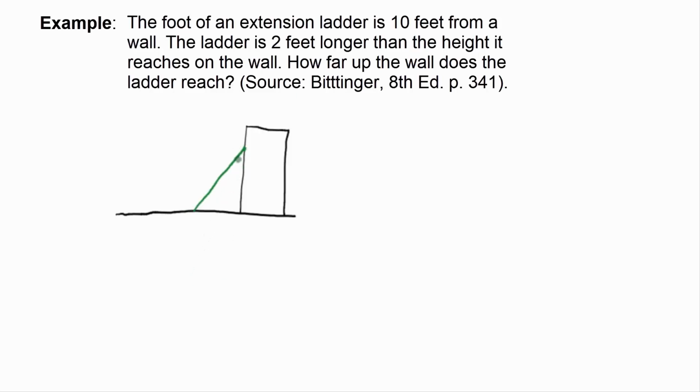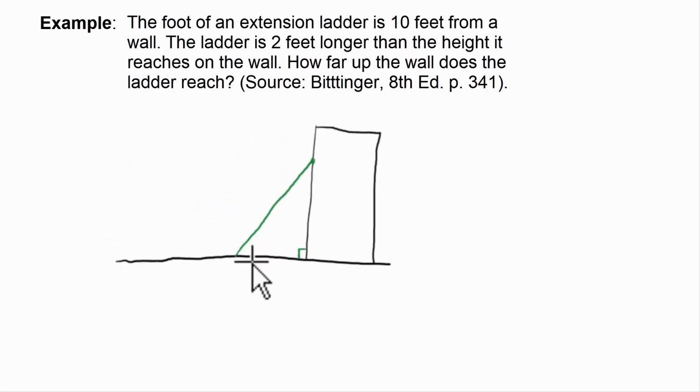And then the wall, the ground, and the ladder form a right triangle. Does everybody see that? Let me blow that up a little bit. Even though I didn't draw it very flat, the ground is supposed to be flat. So we've got our right triangle, like so.